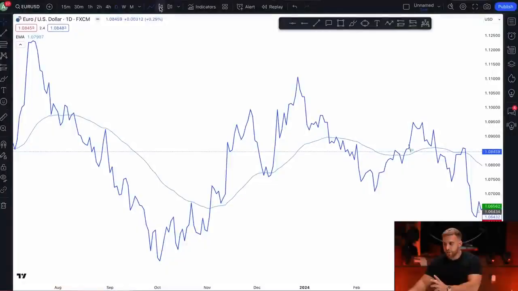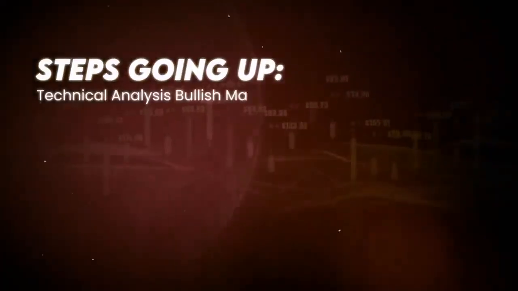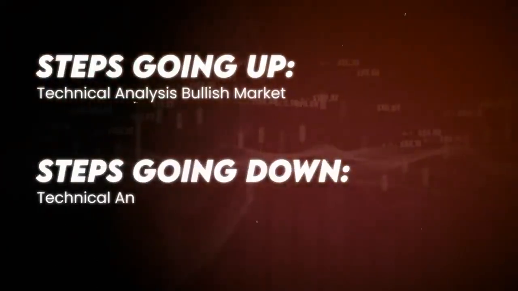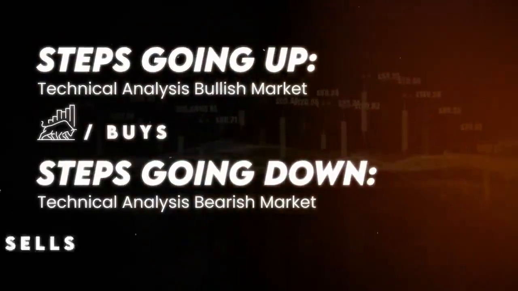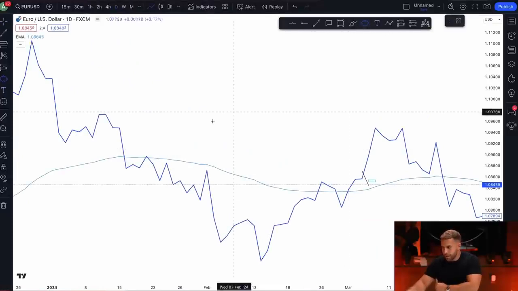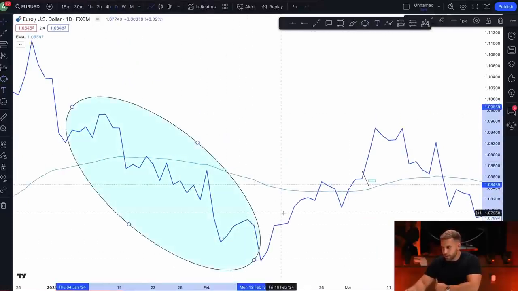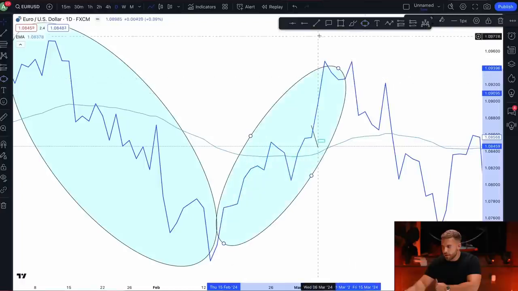So we're going to be going into the candlestick chart a little bit later into the video, but so you guys get the first initial thought, we're going to start off in the line chart. So here in the line chart, it's very straightforward. You have steps going up, which is technical analysis bullish market, and then you have steps going down, which is technical analysis bearish market. Bullish market are buys, bearish market are sells. And in this perfect example right here, you can see how the market is having a bearish market to the downside. And then you can see how in this example right here, you can have bullish markets to the upside. So both of these are technical analysis charts.